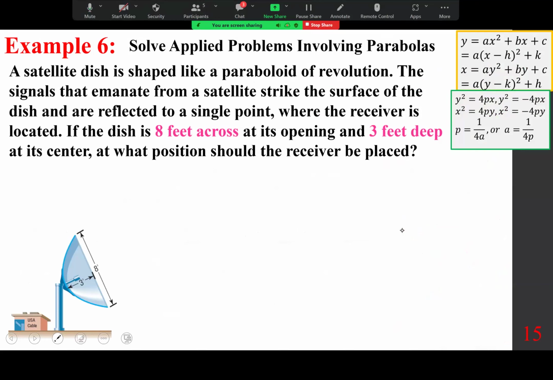For example, a satellite dish is shaped like a paraboloid of revolution. The signals that emanate from a satellite strike the surface of the dish and are reflected to a single point, namely that focus that we mentioned, where the receiver is located. If the dish is 8 feet across at its opening and 3 feet deep at its center, at what position should the receiver be placed?